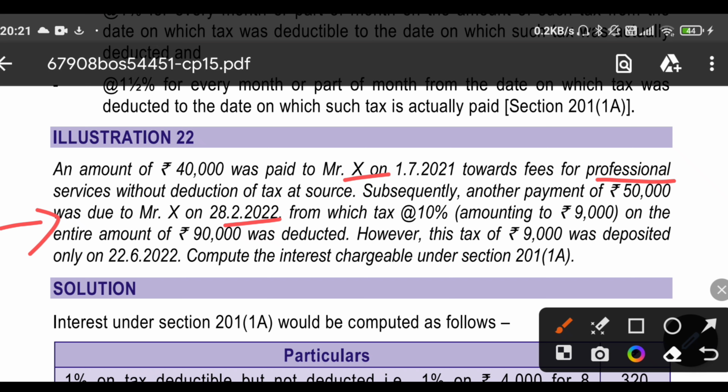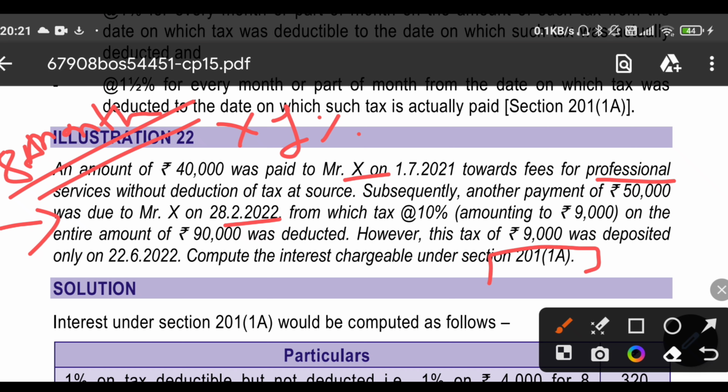How many months or part of the months? So 7, 8, 9, 10, 11, 12, 1, 2, total 8 months delay, right? 8 months or part of the months, we can say. Okay, so 8 months. So 1% for each month or part of the month interest will be chargeable under section 201(1A). So 40,000 into 10%, 4,000 is required to be deducted, but it is deducted on 28 February. So after 8 months, so 8 months interest, so 1% into 8, 320 will be the interest.